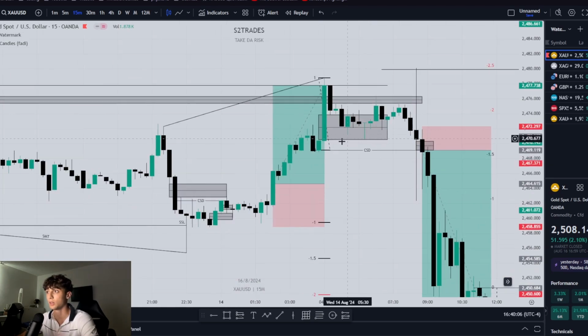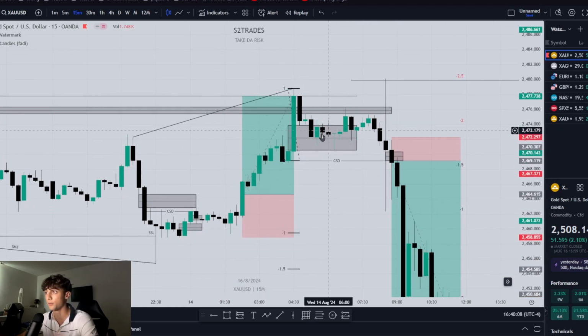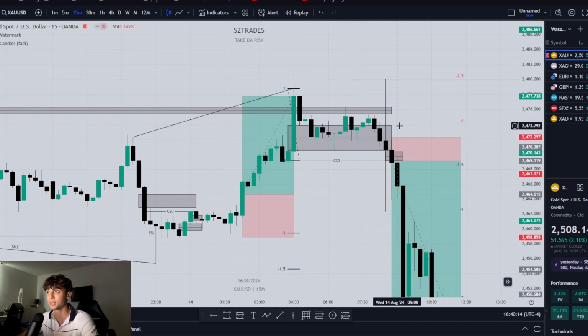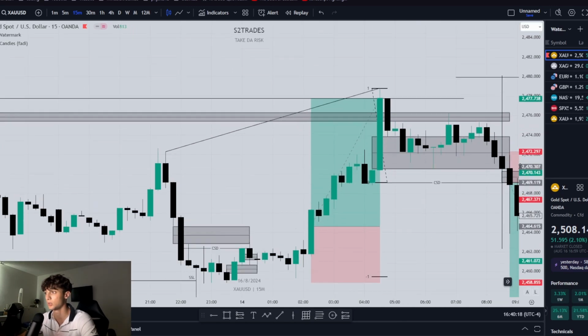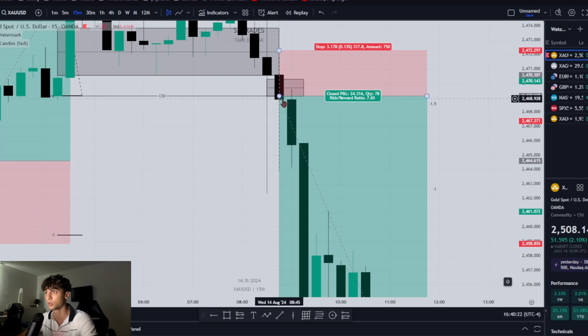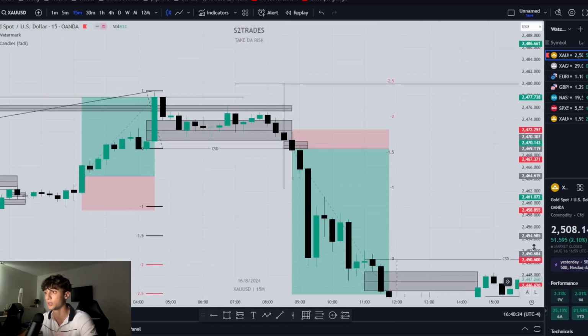We mark out a fair value gap before the liquidity sweep. So this is the most prominent fair value gap before the liquidity sweep. We wait for it to be inversed, and then we wait for a change in state of delivery on the 15 minutes. So as you can see over here, boom, change in state of delivery. It closed below it. We can enter shorts.